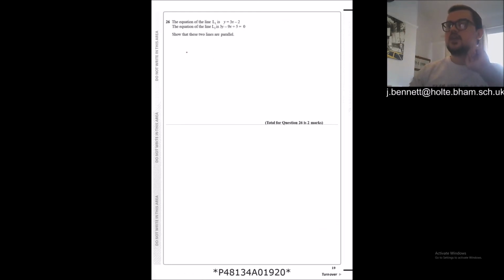The equation of the line L1 is that, and the equation of the line L2 is that. Show that these lines are parallel.